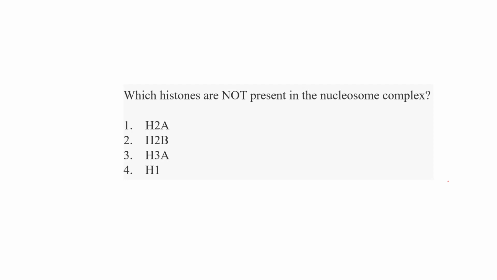We have already studied the nucleosome complex, and the nucleosome is an octamer which is made up of some kinds of histones, and some histones are not a part of the nucleosome complex. So you have to tell which histones are not a part of the nucleosome complex. Your options are: first, H2A; second, H2B; third, H3A; and fourth, H1. You have 2 minutes to answer this question and then we'll discuss it.